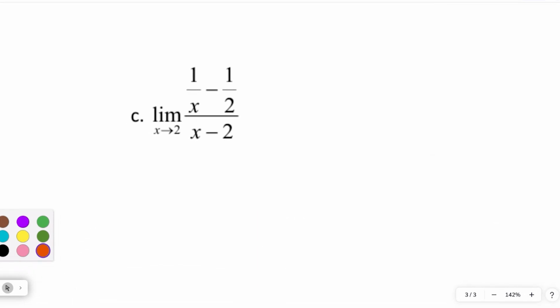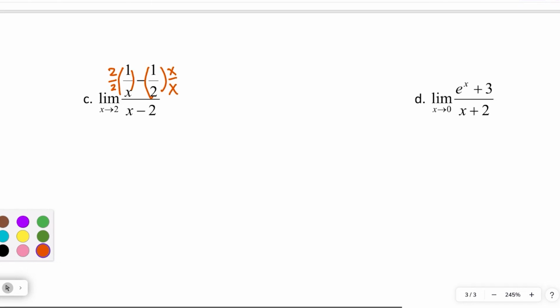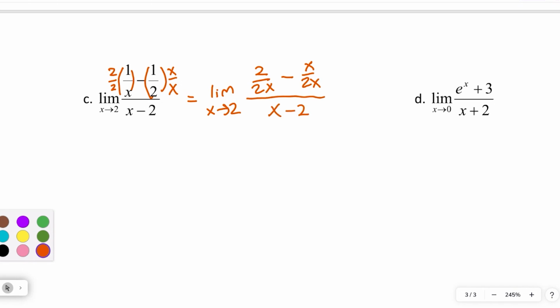All right, C. Looks pretty terrible with all those fractions, but let's see if we can't simplify this. I'm going to multiply this top fraction, this 1 over x, by 2 over 2, and the next fraction by x over x. And the reason why I'm doing this is to find a common denominator so that I can subtract these two fractions. So this is going to equal the limit as x approaches 2 of (2 over 2x minus x over 2x), and all of that over x minus 2.